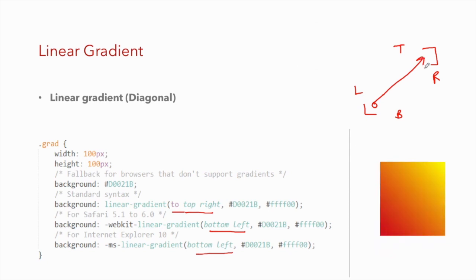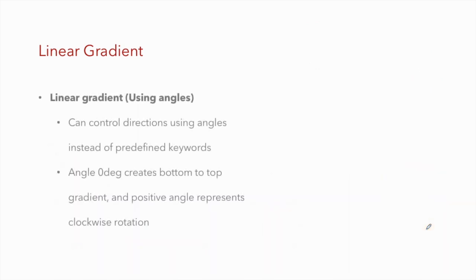So this is how it is going to look. So this is my first color, red, and this is the second color. So this is the direction of the gradient. Then we will talk about the linear gradients, where we can specify angles instead of the directions. Using angles, we can control directions easily. So instead of writing predefined keywords, we can easily write the directions.